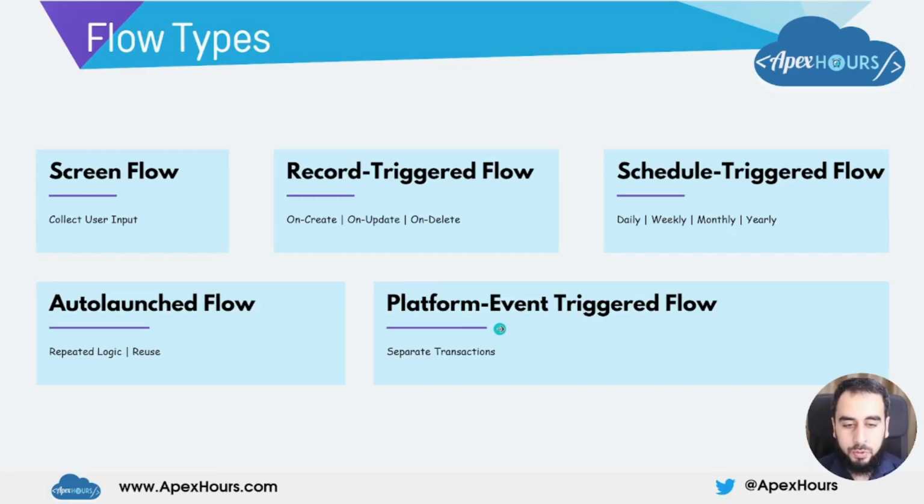The last type is a platform event triggered flow. And this is good for separating transactions. We'll talk about transactions later, but assuming that I need the first set of operations to commit to the database before I run another set of logic, then it would be good to run a platform event that commits the first transaction, and then it will automatically trigger another flow, a platform event triggered flow, to run the second set of operations. We'll talk more about this later.